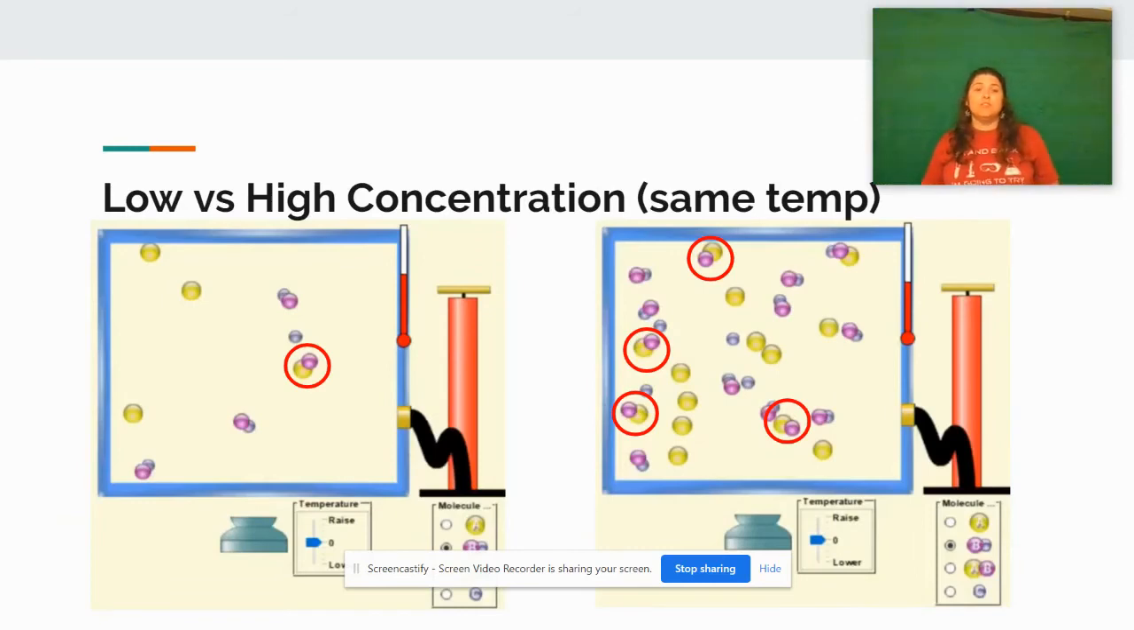So again, here's another visual of this. You have a low concentration on the left where there is one particle that was able to react. And then you have a much higher concentration on the right where there were several more particles able to react. We are making the assumption here that they are at the same temperature so that you have an even distribution of energy.